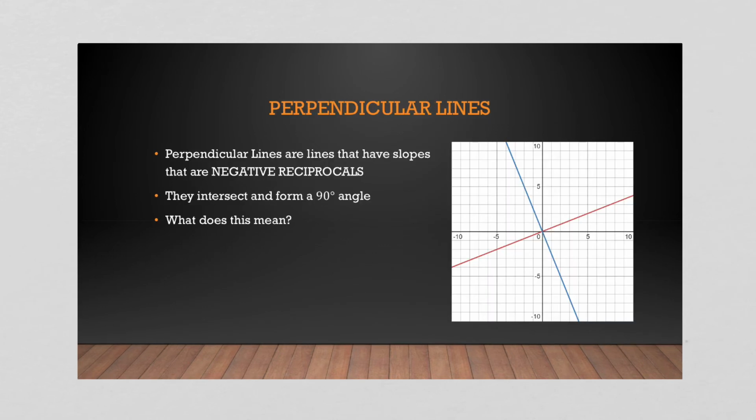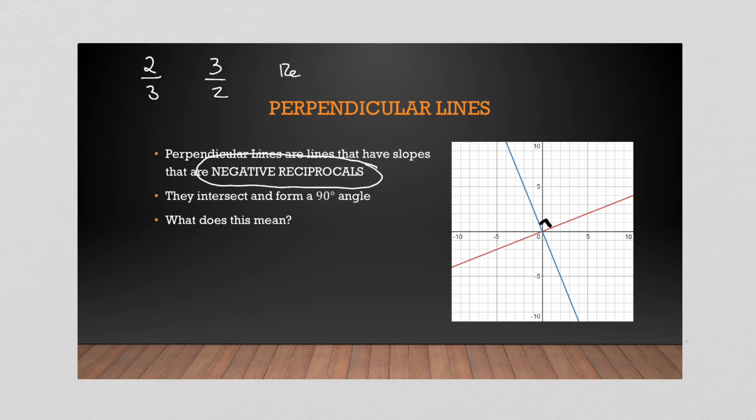Okay, so what about perpendicular lines? Okay, so perpendicular lines are lines that cross one another. An important distinction, when they cross, they create a 90-degree angle. That makes two lines perpendicular. And the special thing about their slopes is that their slopes are what we call negative reciprocals. So remember that a reciprocal, 2 over 3, has a reciprocal of 3 over 2.